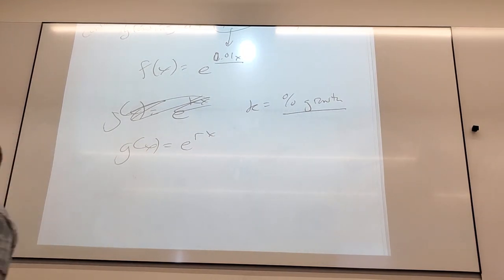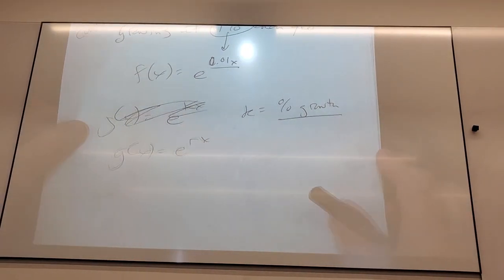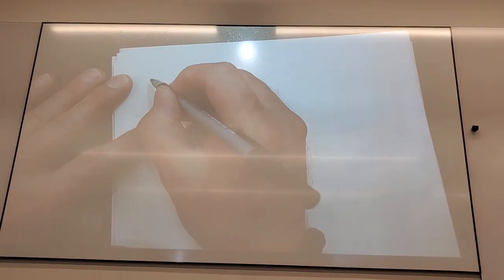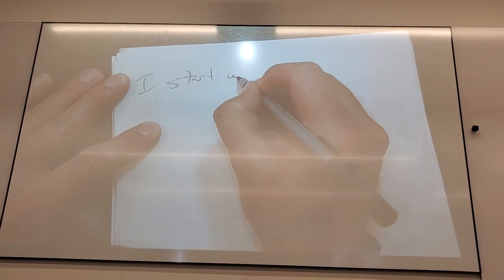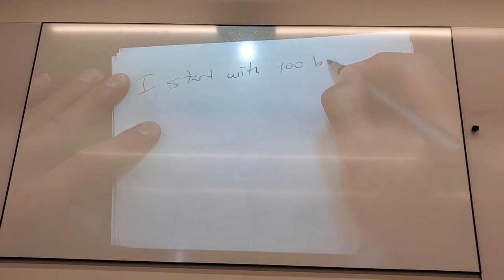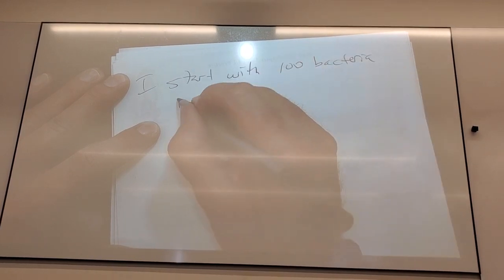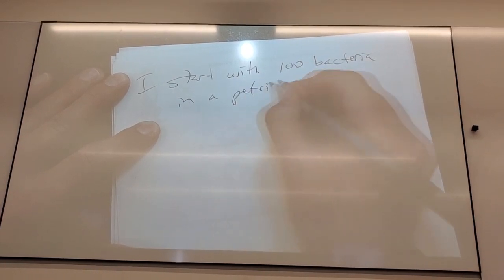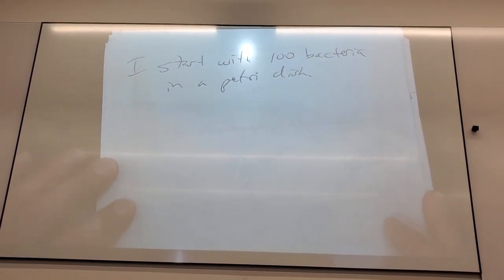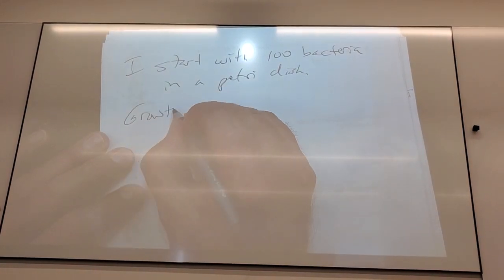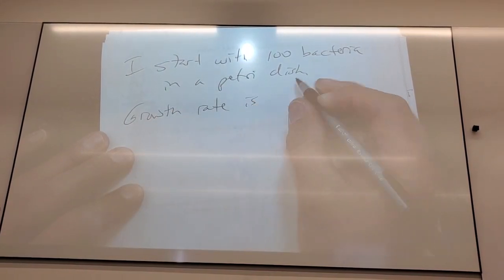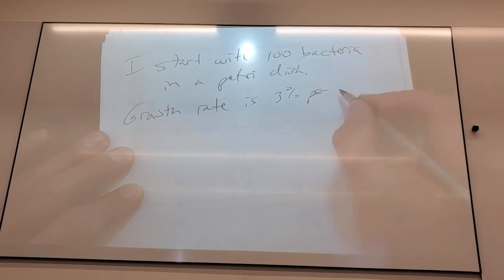I love it. So here's an example problem you'll see. I start with 100 bacteria in a Petri dish. Growth rate is 3% per hour.